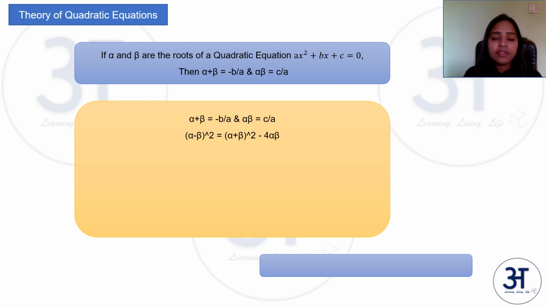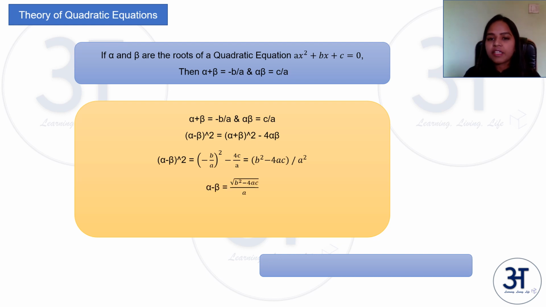So now let me try to find alpha minus beta. What is the relation between alpha minus beta and alpha plus beta? Alpha minus beta whole square is equal to alpha plus beta whole square minus 4 alpha beta, right? So now once this is clear, alpha plus beta is minus b by a. So minus b by a whole square equals b square by a square, and minus 4 alpha beta means minus 4c by a. So this gives you b square minus 4ac divided by a square. This is alpha minus beta whole square.